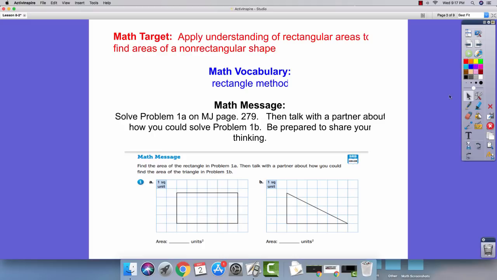Alright, so now that you have that, let's look at the math message here. Let's just look at problem 1. All problem 1 is asking you to do is to find the area of this rectangle. And you guys have been finding areas of rectangles since 3rd grade, so you should be able to do this kind of in your sleep. We know, though, there's efficient ways and not so efficient ways to do this. One way is to count each square unit inside this rectangle, but we know that is not the most efficient way.